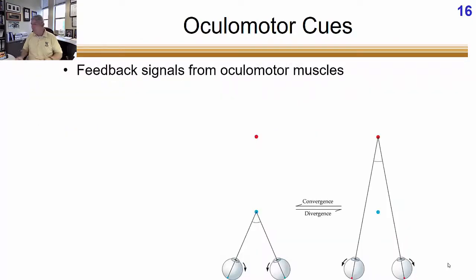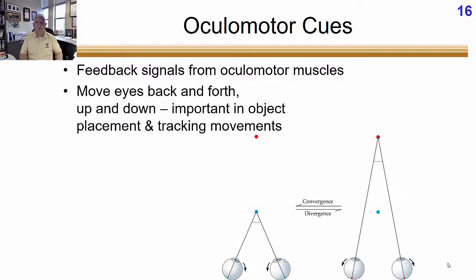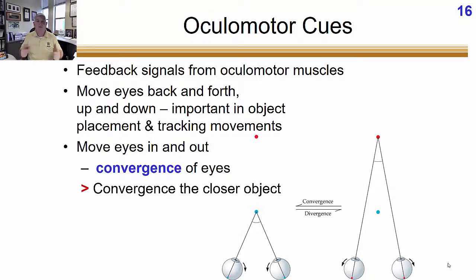Okay, that's it for monocular cues. Now we have some ocular motor cues where we actually get feedback from our ocular motor muscles, right? So as something becomes closer to us, we have to converge our eyes together in order to keep that focused, right? Okay, let's try this exercise.